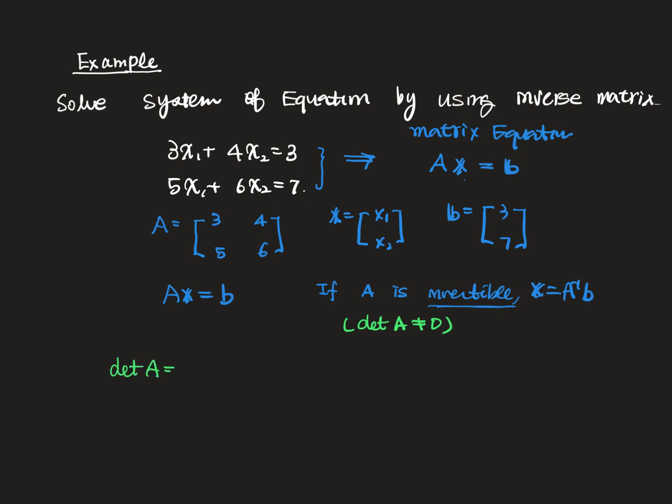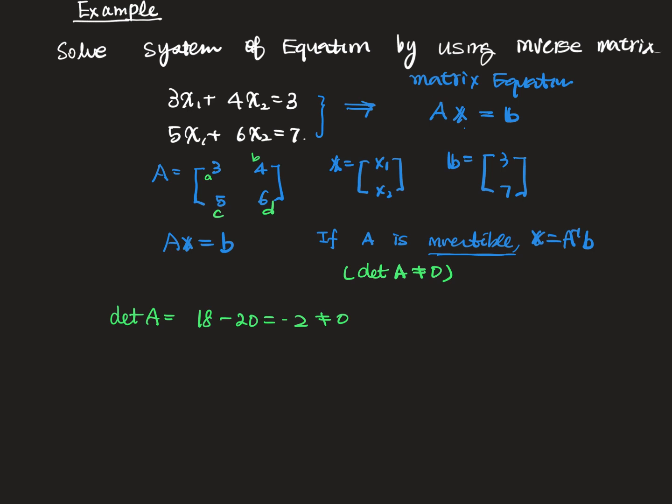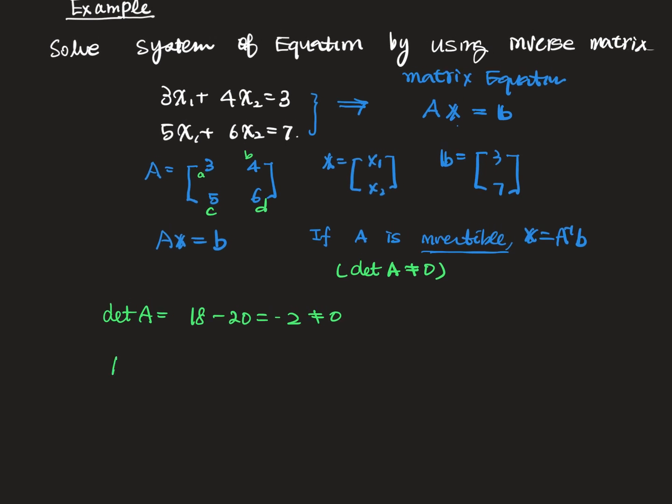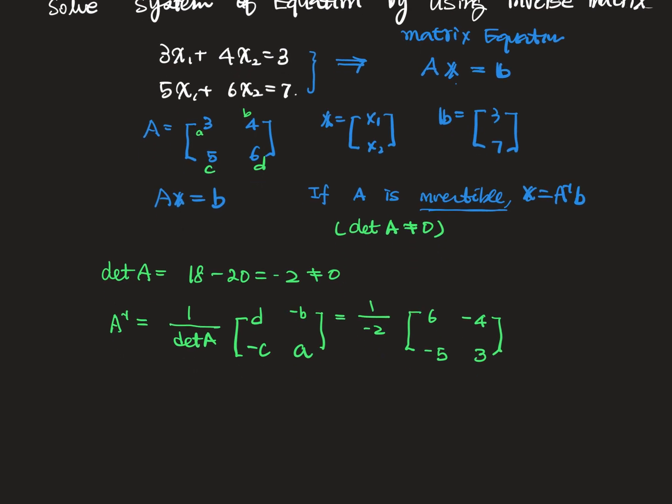So the determinant of A is ad minus bc, with A, B, C, D. That's 18 minus 20, which is negative 2. It's not 0, so we can use the theorem from the previous slides. We find A inverse first. A inverse is 1 over the determinant of A times the matrix D, minus B, minus C, A. So here it's 1 over negative 2, D is 6, minus B is negative 4, minus C is negative 5, A is 3. That's the inverse formula.